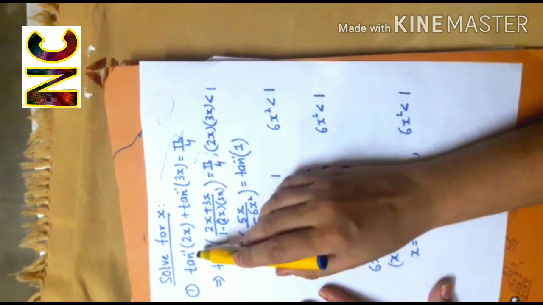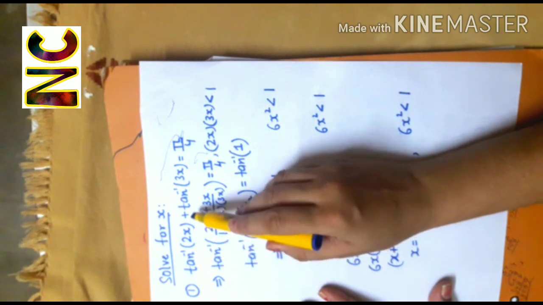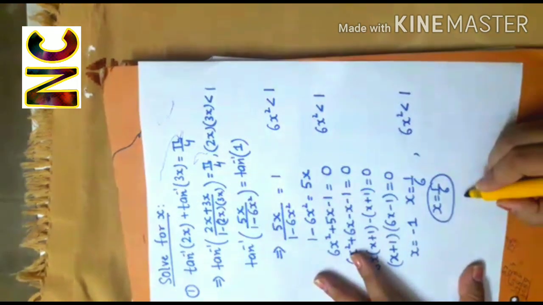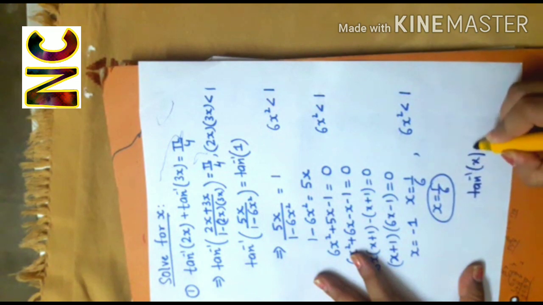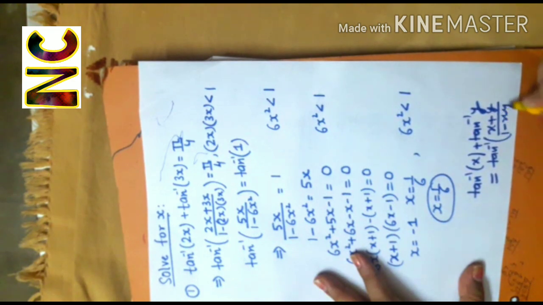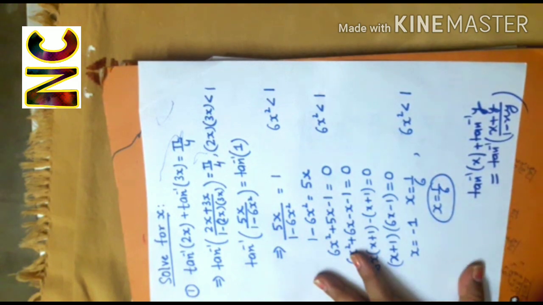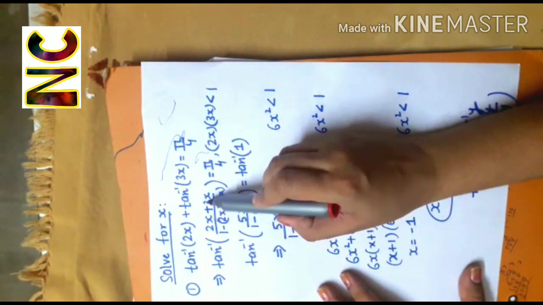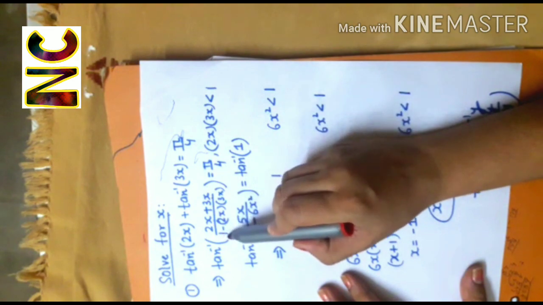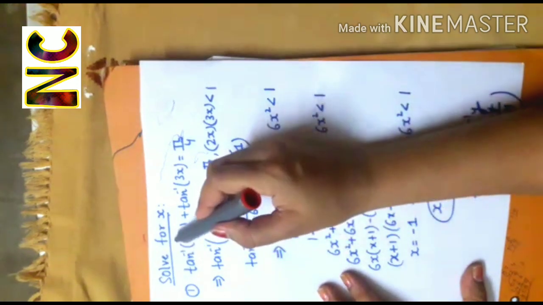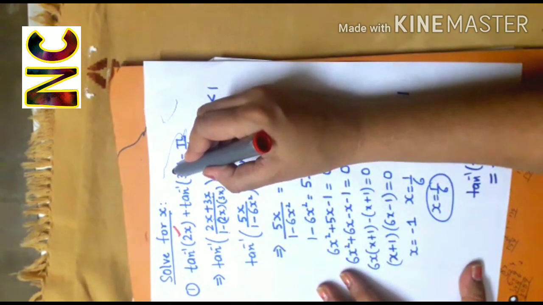Now look here. Left hand side is of the form tan inverse x plus tan inverse y. So I apply the formula: tan inverse x plus tan inverse y is equal to tan inverse of x plus y over 1 minus xy. So I apply this formula here. I'll get tan inverse of 2x plus 3x whole divided by 1 minus 2x into 3x. The role of x is being played by 2x and the role of y is being played by 3x.